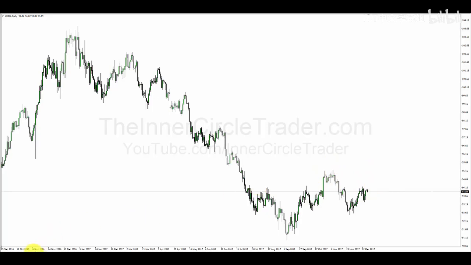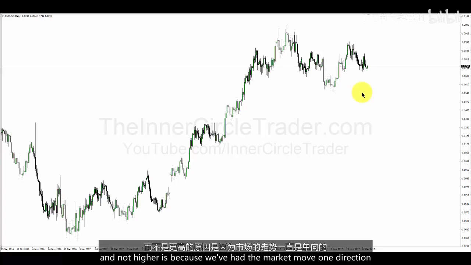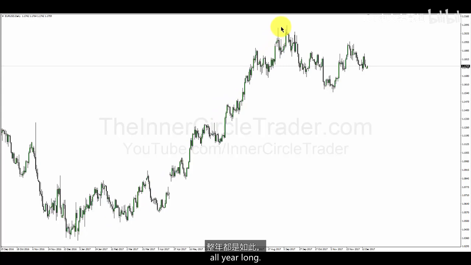On the euro, we have a slightly lower low comparable to this low, but nonetheless we could be overall retracing. Now, why would that be most likely to occur and not higher? Because we've had the market move one direction all year long. Then we went into consolidation and we broke above this high here. Should have ran higher, but now we keep breaking a low.